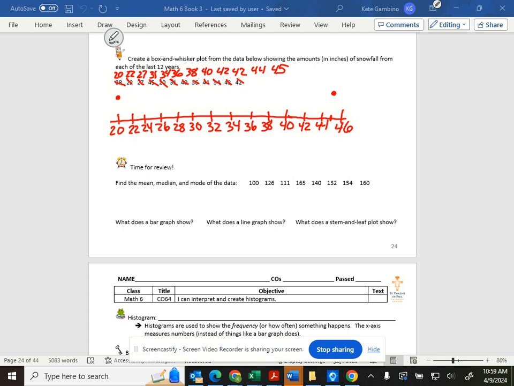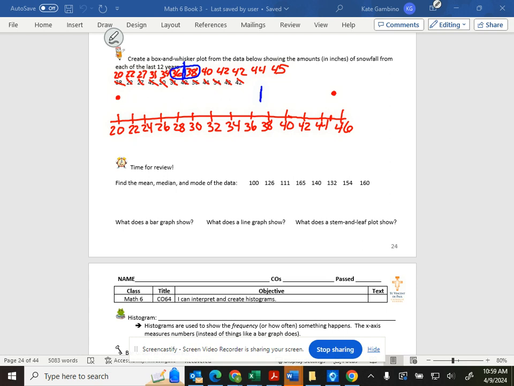Yep, so I got 20 to 45, 22 to 44, 27 to 42, 31 to 42, 34 to 40, 36, and 38. So in my middle, I have 36 and 38. Marina? 37. Yeah, in between 36 and 38 is 37. So I know that is my median.